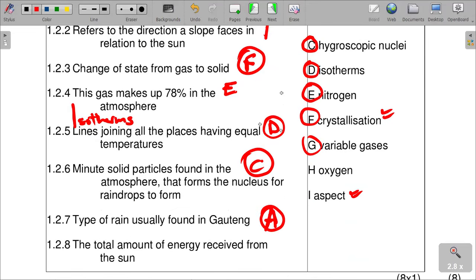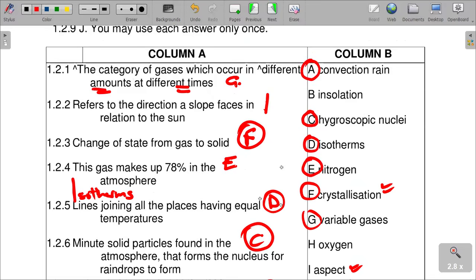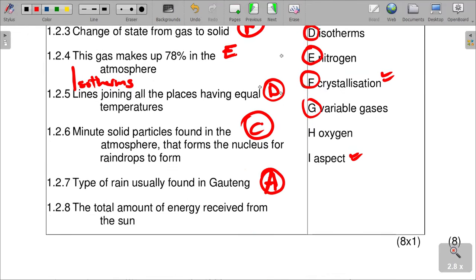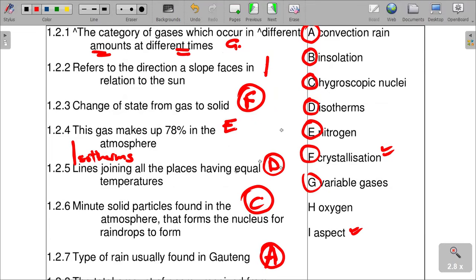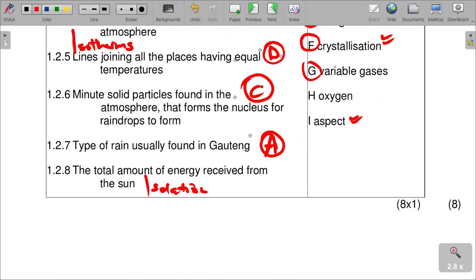And then the total amount of energy received from the sun, we call that insolation. Insolation is the total amount of solar energy, the energy from the sun. We say that is what? Insolation, which is letter B.